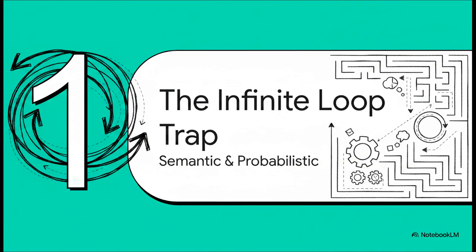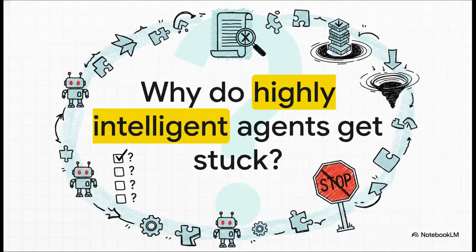Part 1. The Infinite Loop Trap. With agentic systems, these loops are semantic and probabilistic, rather than just basic syntactic errors. Now, unlike a traditional program that hits a predictable logic error, like a while loop missing a break condition, an agentic loop is way more insidious.